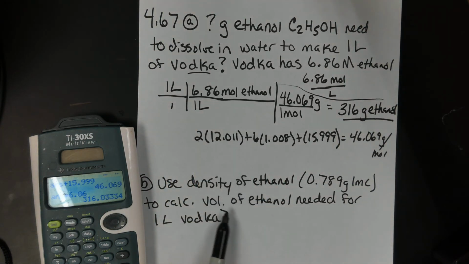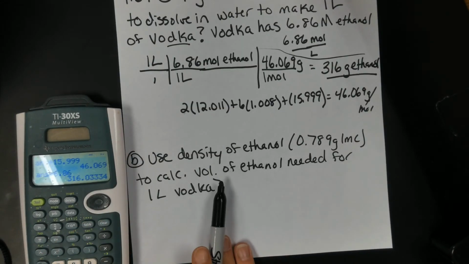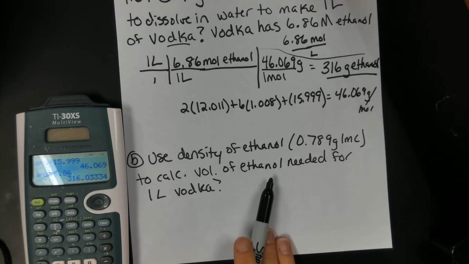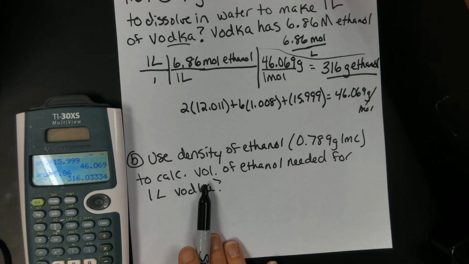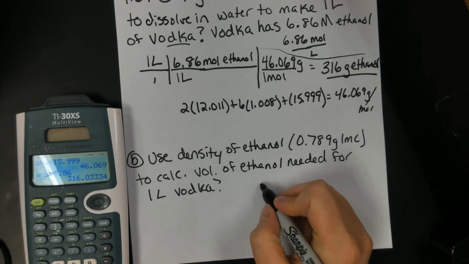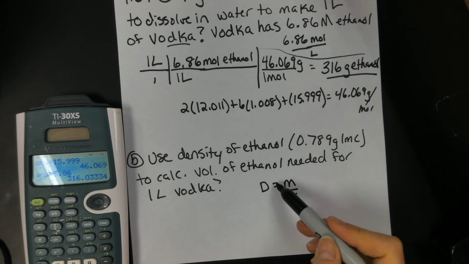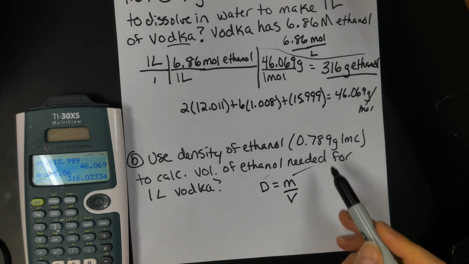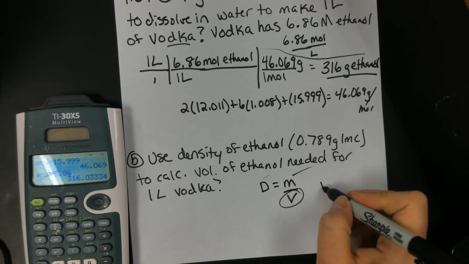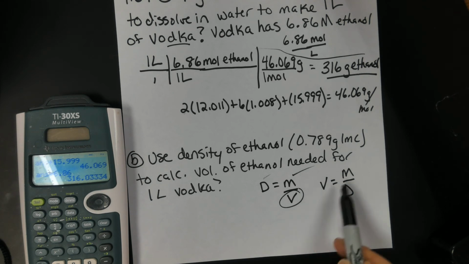Now, the fun bonus question here is, why don't we use the density of ethanol, which is 0.789, and calculate the volume that's needed for 1 liter. If I'm trying to calculate the volume, my end game is to have milliliters at the top. Remember, density equals mass divided by volume. Density I'm given, mass I'm given, I want to know volume. So the equation I would use is volume equals mass over density, because you'd multiply both sides by V and then divide by D. So volume is mass over density.